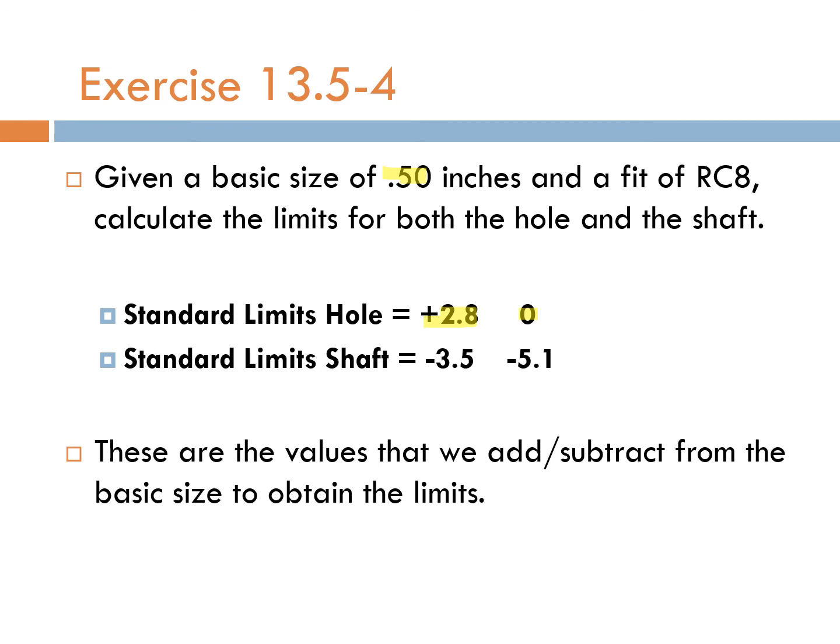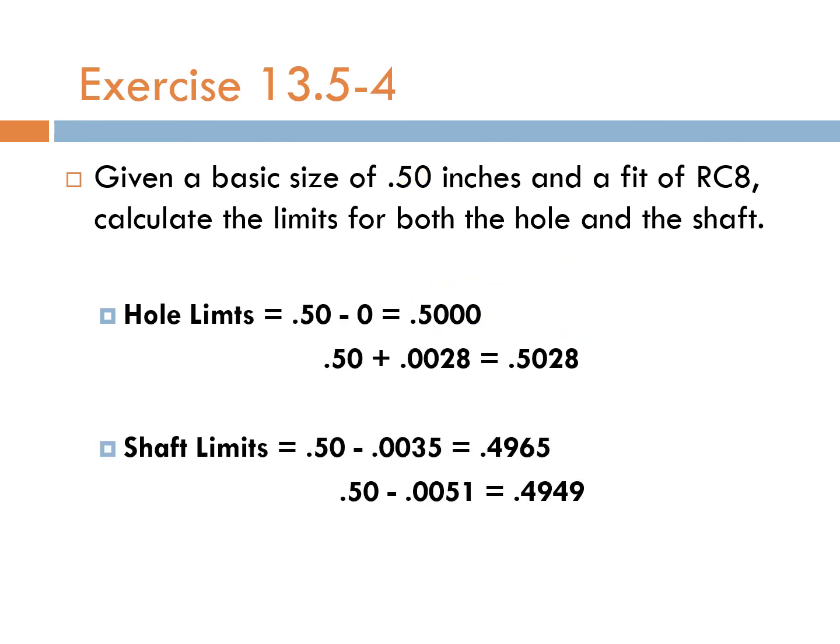If you look at the top of each one of the tables, they will say the limits are in thousandths of an inch. So when you see this value you have to divide by 1,000. That is the actual value you're going to add or subtract. The table tells you it's in thousandths of an inch, so you have to divide the value by 1,000, and these are the actual values that you should use for the limit.